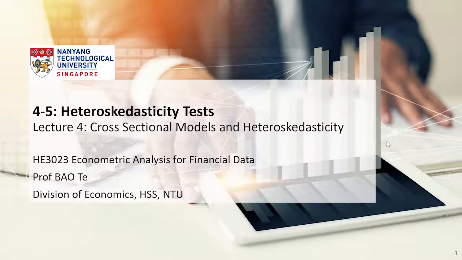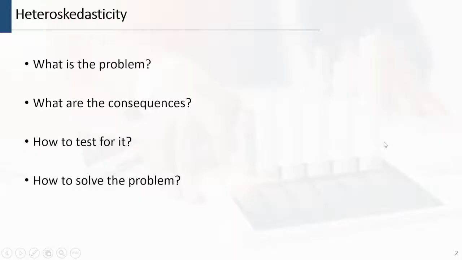Now let's move on to the study of heteroscedasticity. In this part, we're mainly going to look at 4 questions. The first one is, what is the problem of heteroscedasticity? What does it mean? Secondly, what are the possible consequences of heteroscedasticity? Third, how do we test or detect the problem of heteroscedasticity? And fourth, if we know there's a problem of heteroscedasticity, how do we solve the problem?